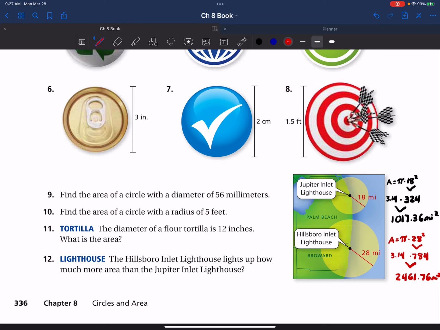So now we just need to take these two numbers that we got for area and subtract them. I'm going to do that in my calculator. You guys can do that on your paper. Go ahead and pause the video. Try subtracting this from this on your own. When you've subtracted it, you can check your work with mine. I got 1,444.4, and that would be miles squared.